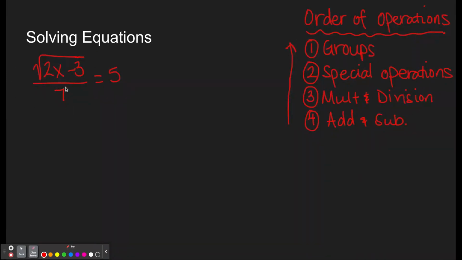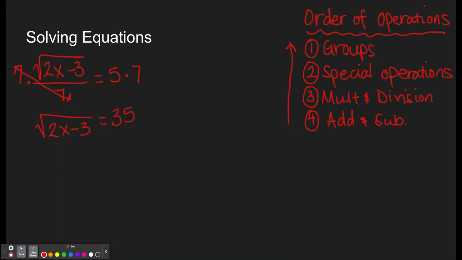Multiplication and division. Since this problem is divided by 7, the inverse operation will be to multiply both sides by 7. Whatever you do to one side of the equation, you do to the other side of the equation. 5 times 7 is 35. Now 7 divided by 7 makes 1. And we're left with the square root of 2x minus 3 on this side of the equation.